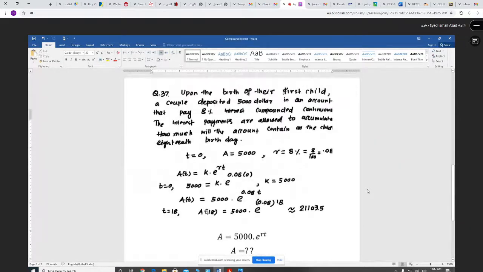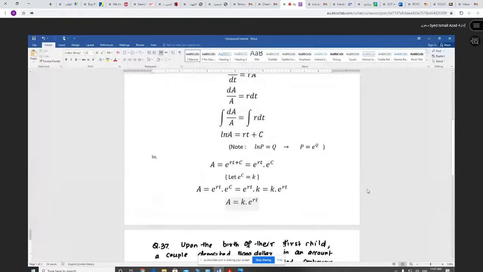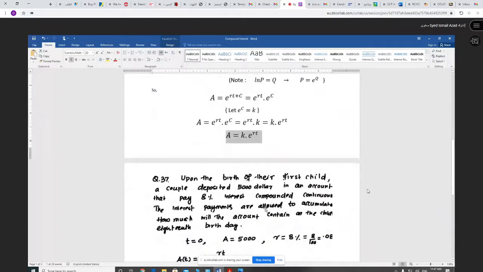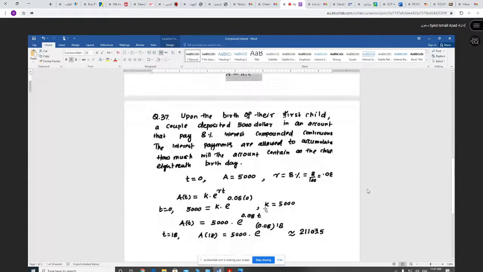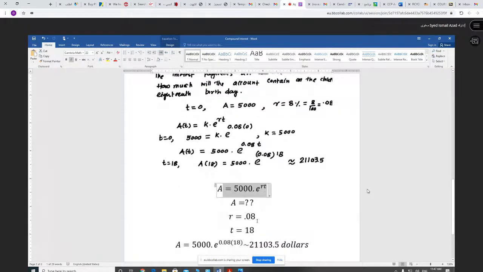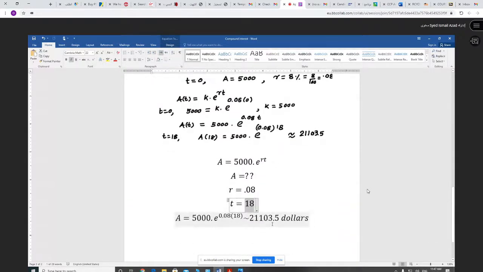This is a very simple formula. Once you memorize this formula, this is how we derive it; the derivation is over here. Usually you will have to find the value of the constant k. After that, just substitute values here. The rate will be given, the time will be given, just substitute the values and you will get your amount. This is how we find our compound interest.